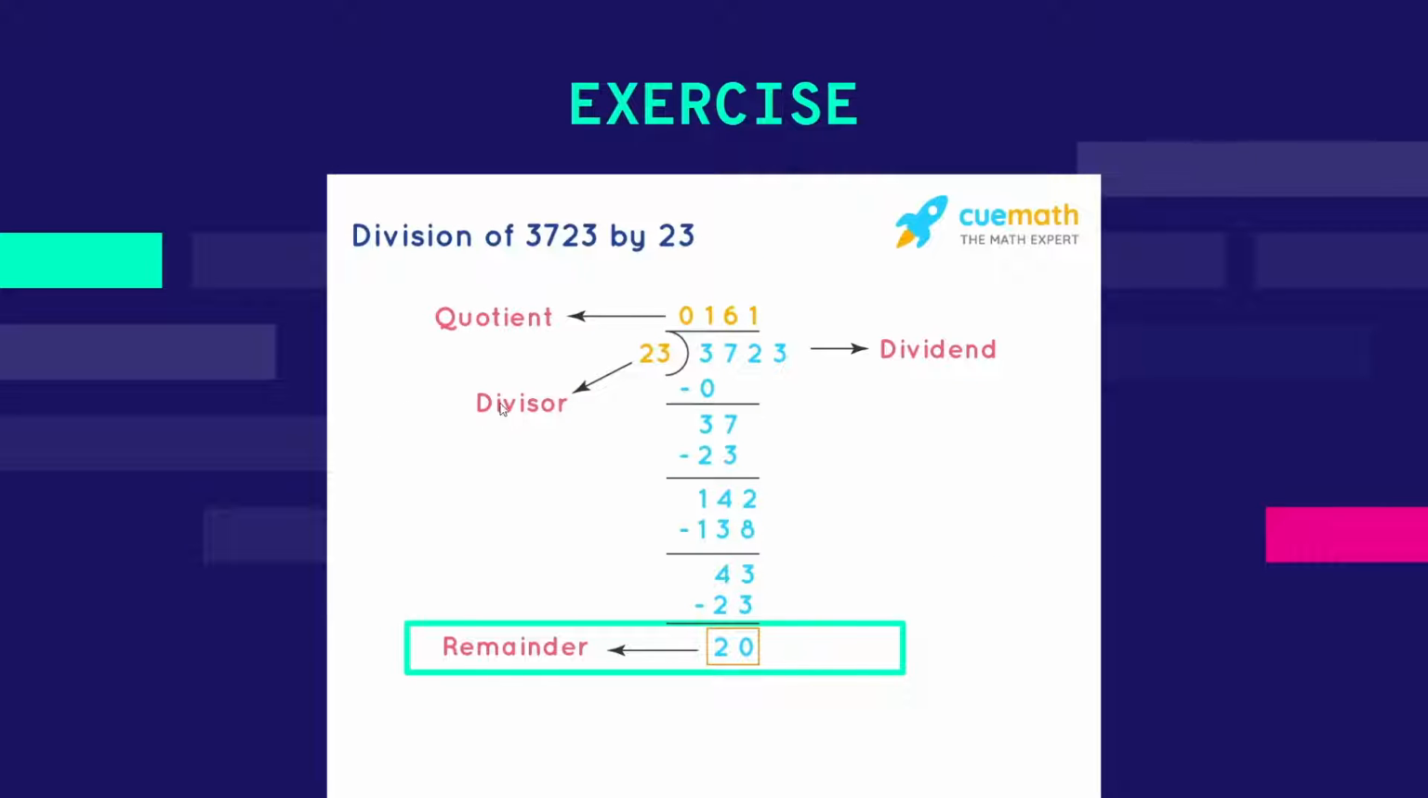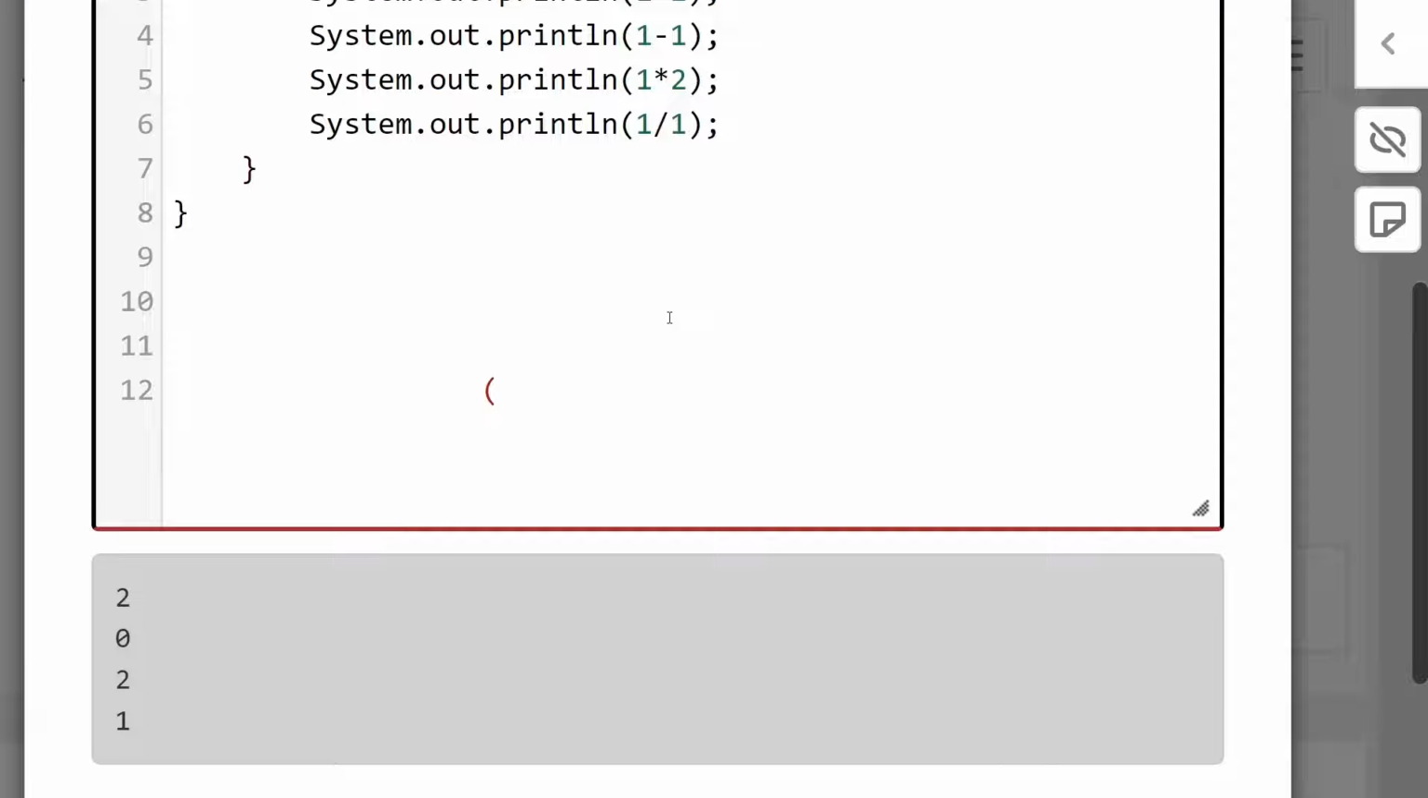So in this example, we have the equation 3723 divided by 23. The answer to this is 161, and there's a remainder of 20, and this remainder is what would be outputted by the modulus operator. This would just be the answer to division. So let me show you that in code.